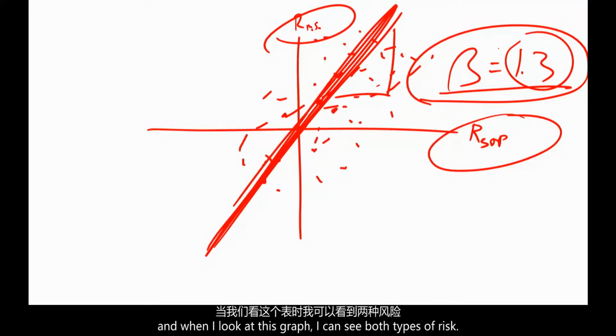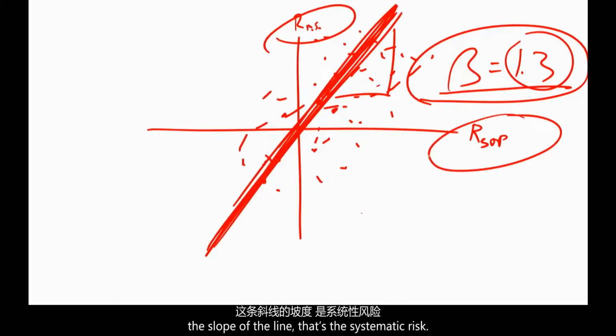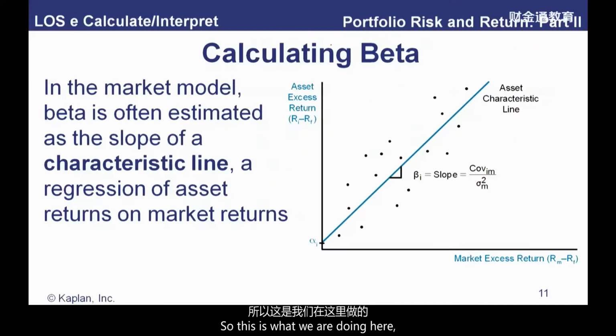And when I look at this graph, I can see both types of risk. The straight line here, the slope of the line, that's the systematic risk. And the spread from the line, the fact that all the dots don't fall on the line, that's the unsystematic risk. So this is what we're doing here. I thought it was easier to develop it one point at a time. That's why I did that.